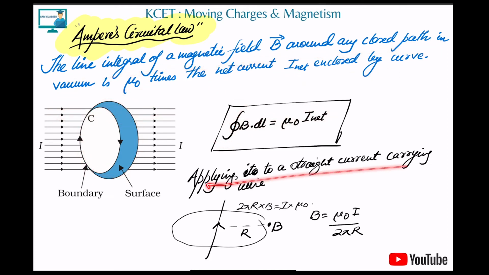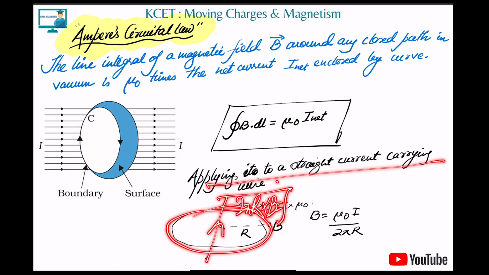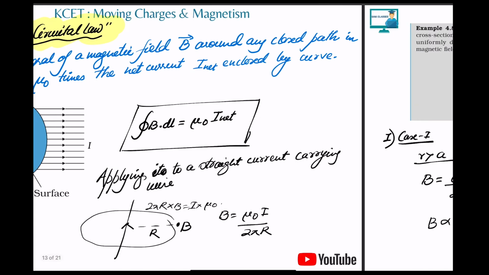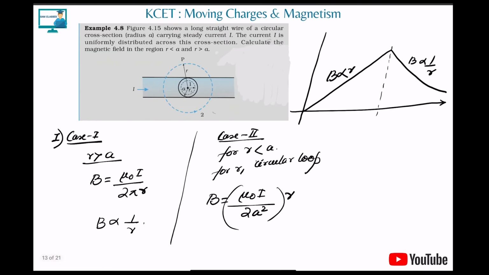Applying it to a straight current carrying wire, what will happen? We'll make an Amperian loop of circumference 2 pi r. The magnetic field is B, and that is equal to the net current I times mu naught. So we'll get B is equal to mu naught I by 2 pi r. That's it. So we can easily apply it and get the answers. What we need to know is that the whole line integral of B dot dl is equal to mu naught times the net current.